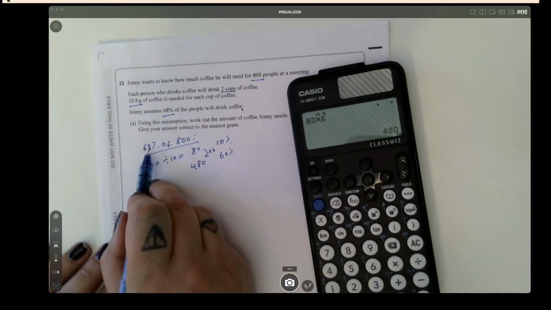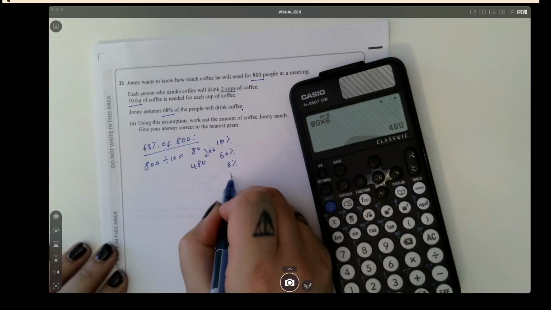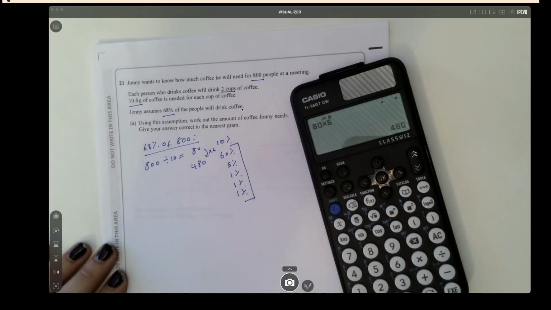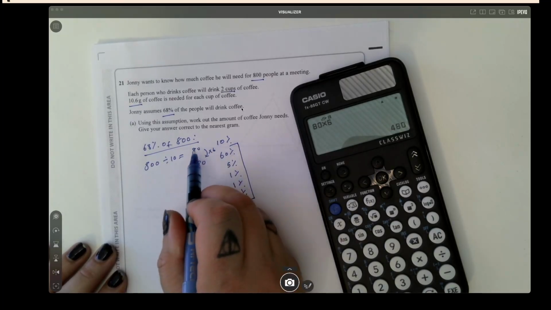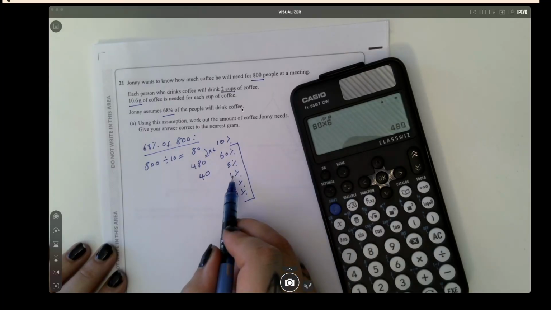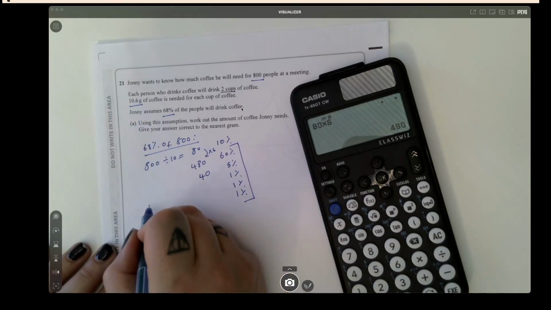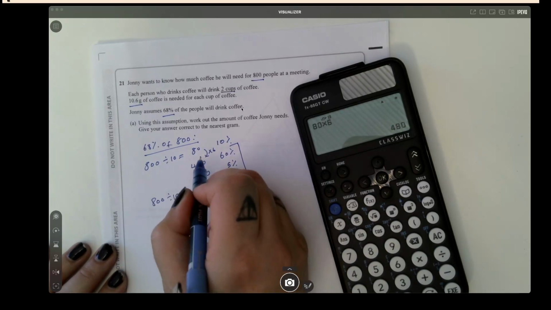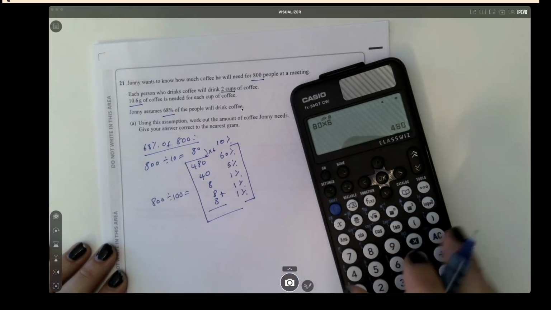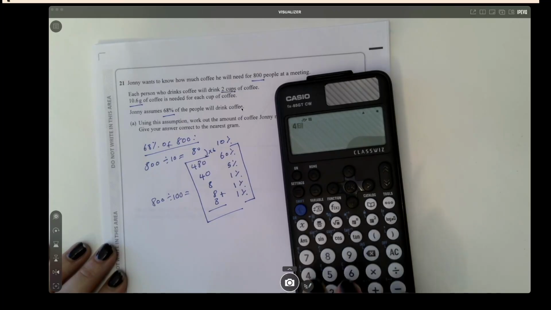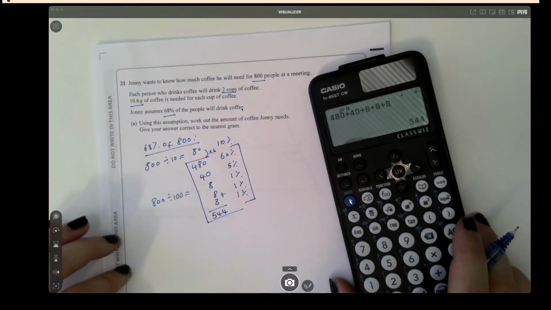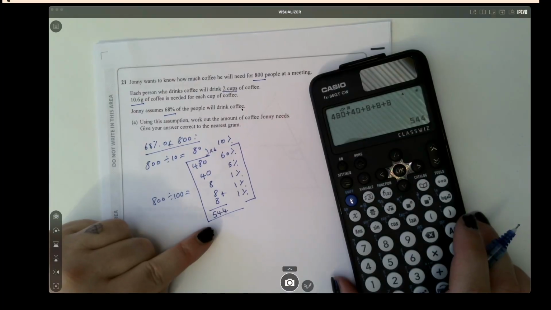So I've got 60%, I want 68%, so I need 5%, 1%, 1% and 1%, because then these will add to give me 68%. So 5% is half of 10%, so half of 80. And then 1% we divide by 100. So 800 divided by 100 is 8, and we want 3 of those. So these digits here are what we're going to add together for our 68%. 544. You could have also used a multiplier. You could have gone 800 times 0.68.